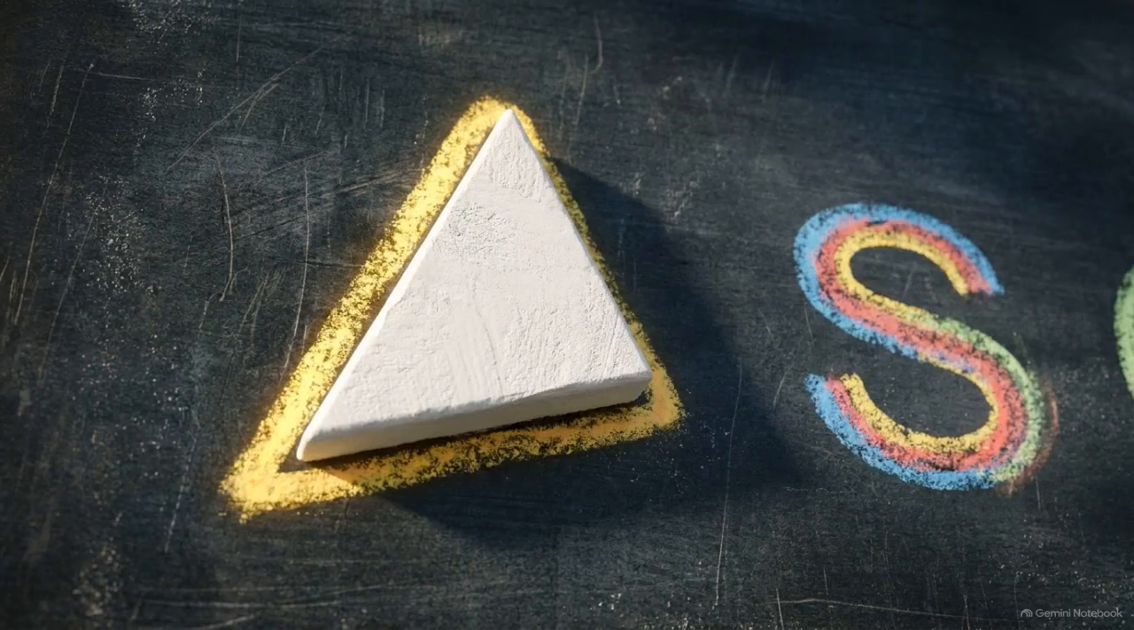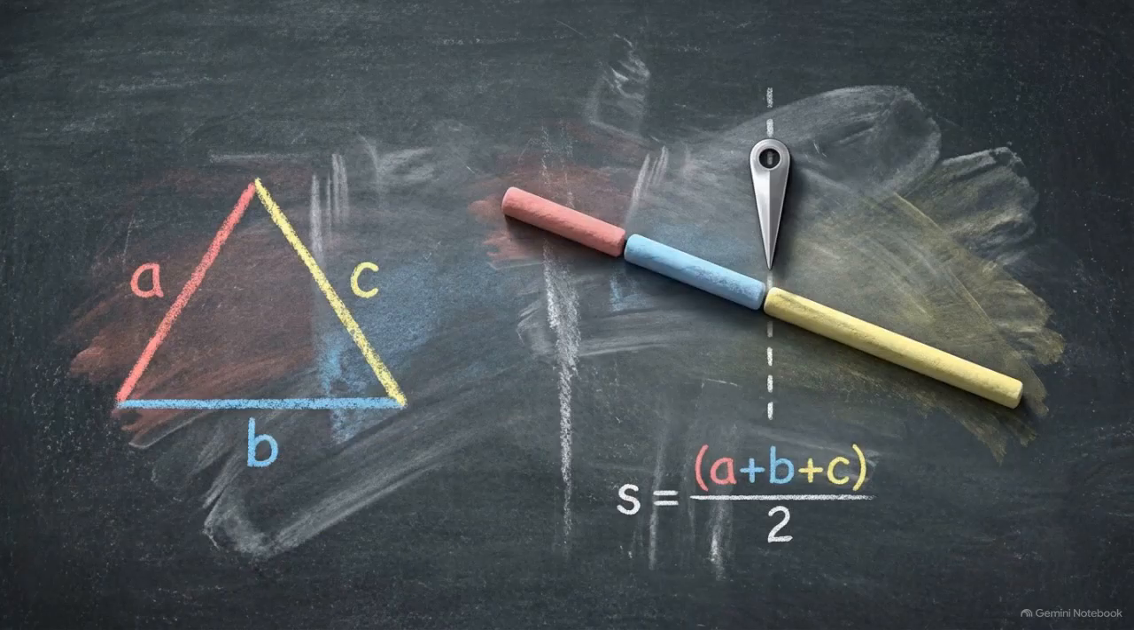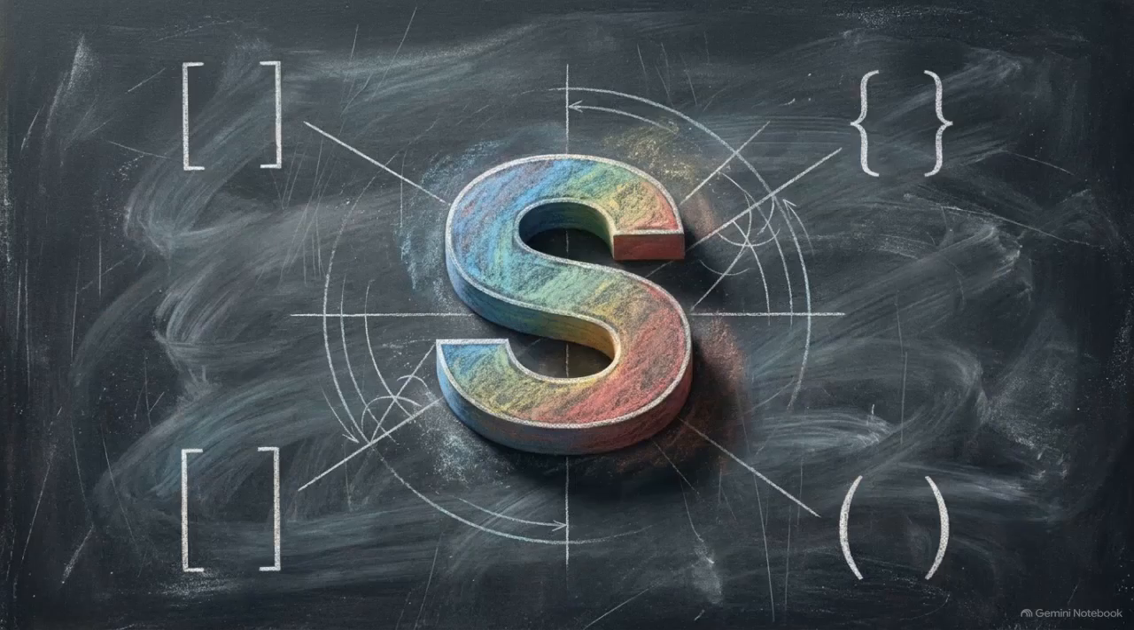To solve more complex problems, we use the semi-perimeter, denoted as S. You calculate it by adding the three side lengths together and dividing the total in half. This single value acts as a common component across several different triangle formulas. Here is how that variable is applied.